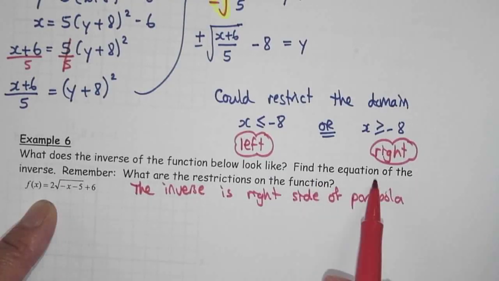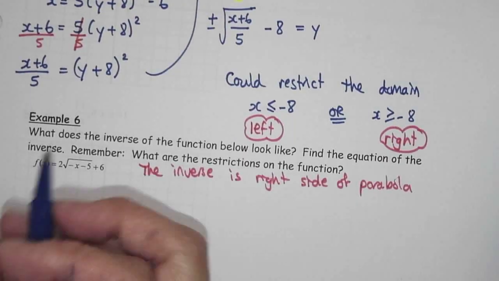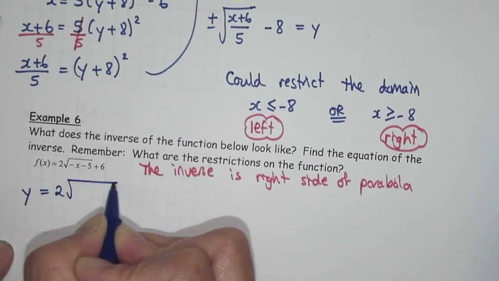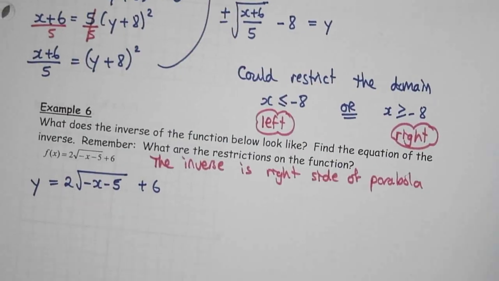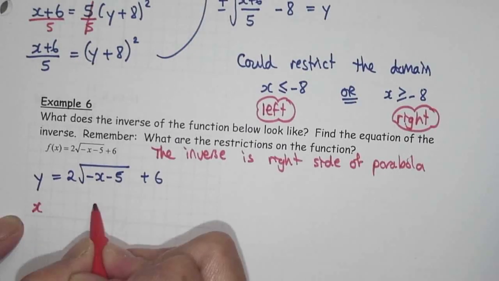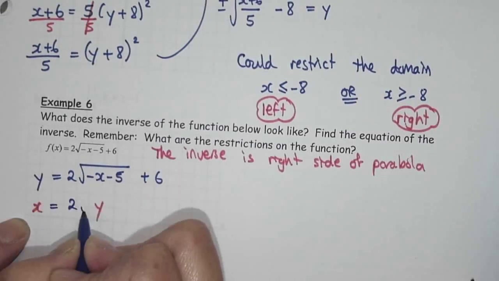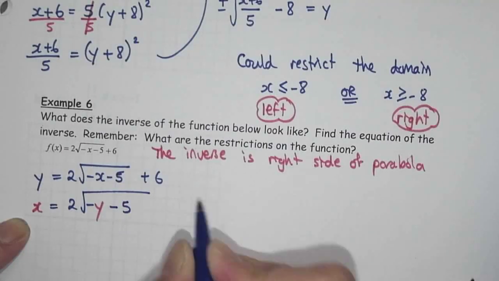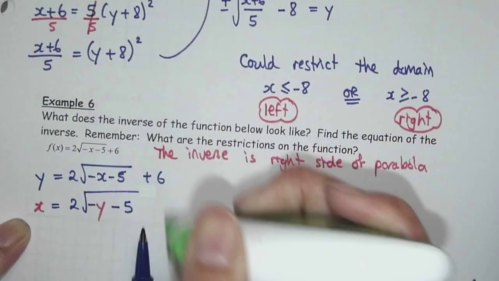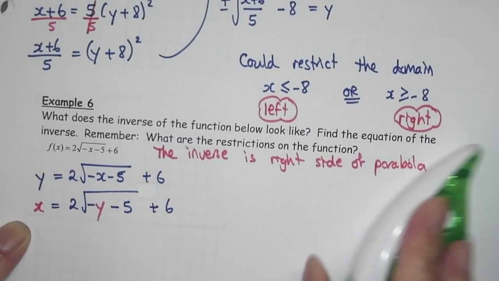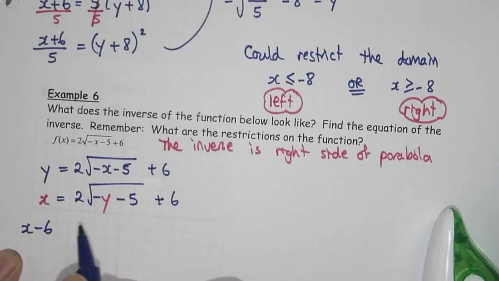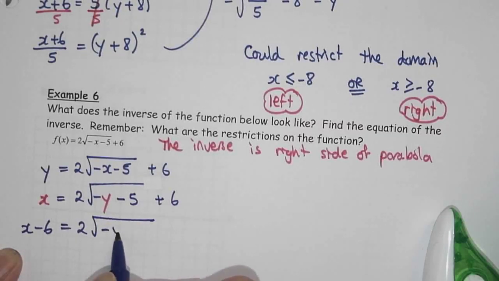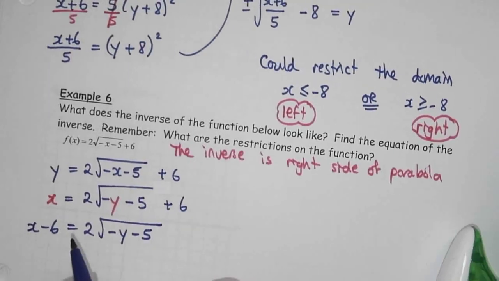What does it look like? Find the equation of the inverse, so we'll do that, and then restrict it. Okay, so we're going to restrict it as well. So let's do the equation. Y equals 2 square root of negative x minus 5, plus 6. Switch your x and your y. Like that. Switch x and y and isolate. So bring the 6 over. X minus 6 equals 2 square root of negative y minus 5. Divide both sides by 2.